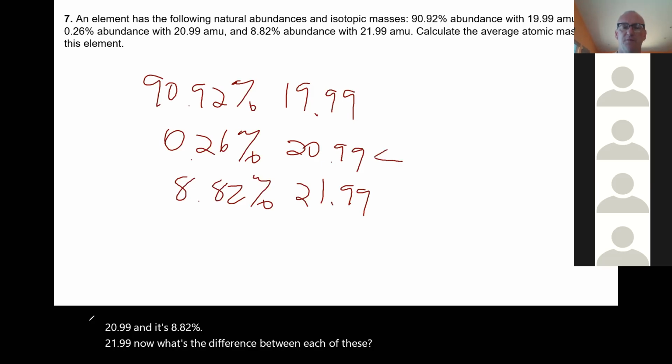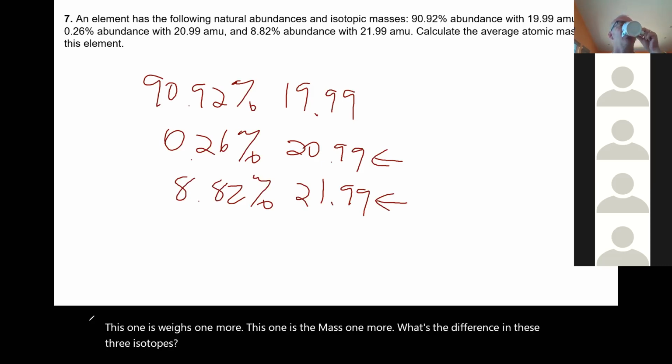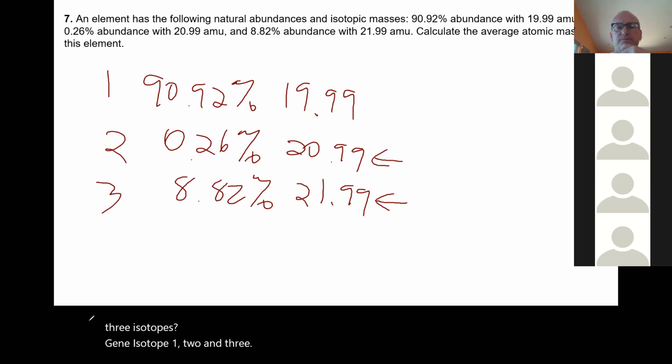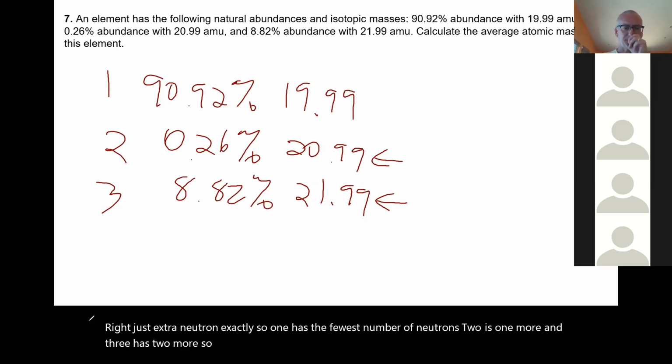This one weighs one more. This one has a mass one more. What's the difference in these three isotopes? Between isotope 1, 2, and 3, what gives it the extra mass? An extra neutron, exactly. So 1 has the fewest number of neutrons, 2 has 1 more, and 3 has 2 more. So what's the average going to be?